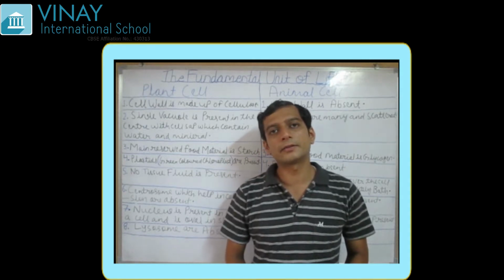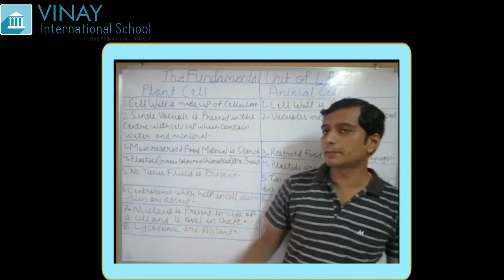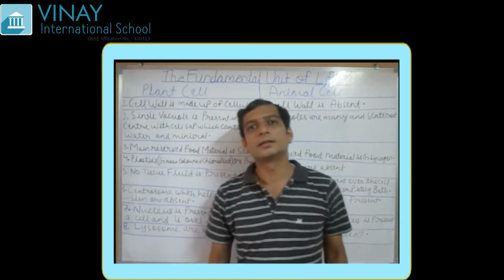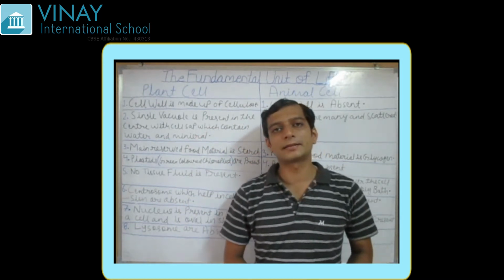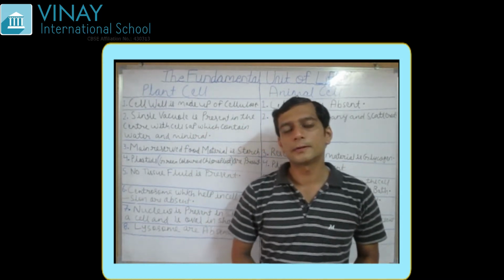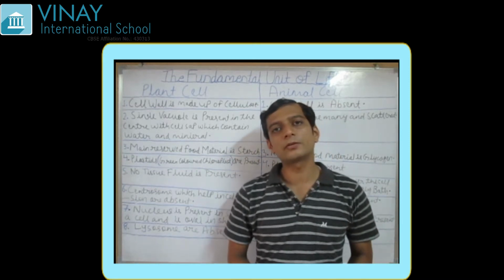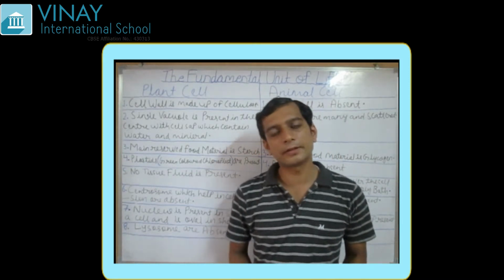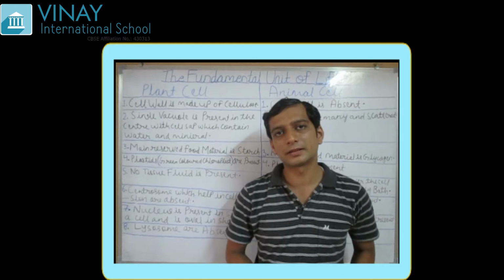Today we are continuing with the chapter The Fundamental Unit of Life. This is chapter number 5 of class 9. So, in today's class, we are going to see the differences between the plant cell and the animal cell.